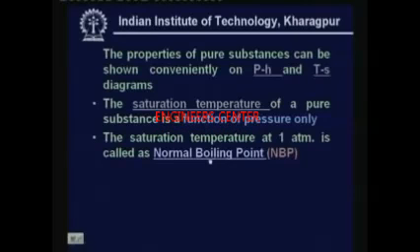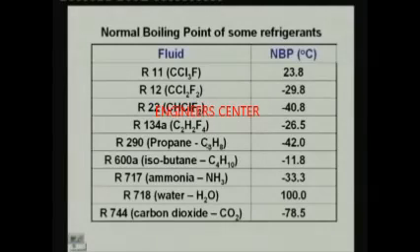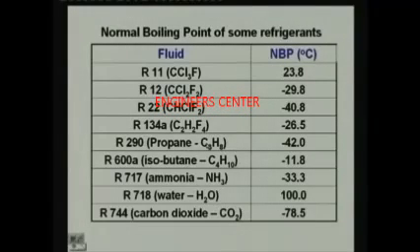Now let us look at typical normal boiling points of some refrigerants. What is given here is the fluid and its normal boiling point. For example, for the refrigerant R11, the chemical formula is CCl3F, and it has a normal boiling point of 23.8 degrees centigrade. And R12, which as you know is a very popular refrigerant, has the chemical formula CCl2F2, and it has a normal boiling point of minus 29.8.